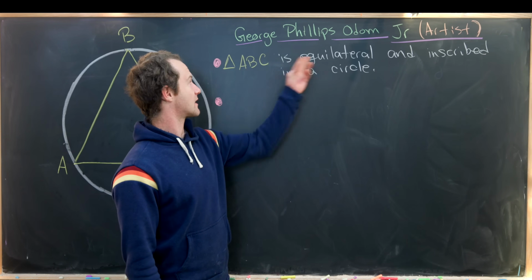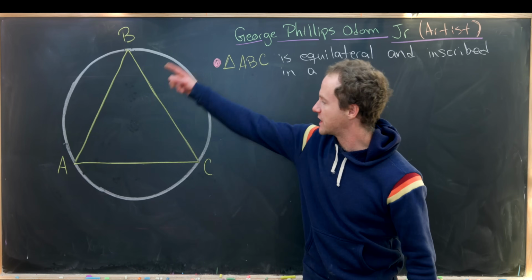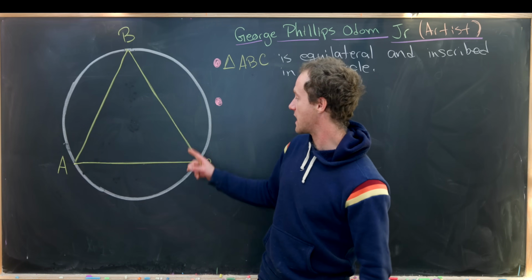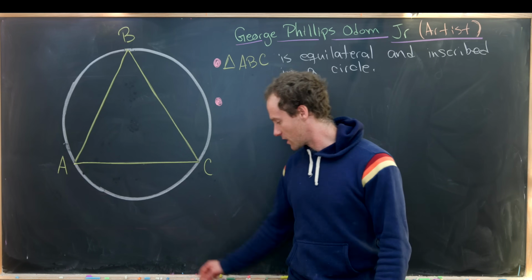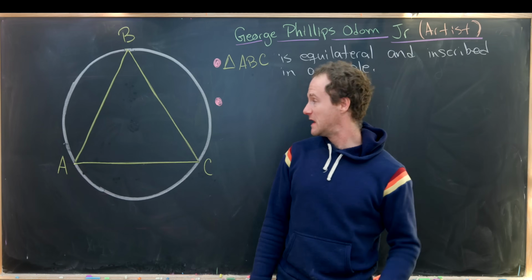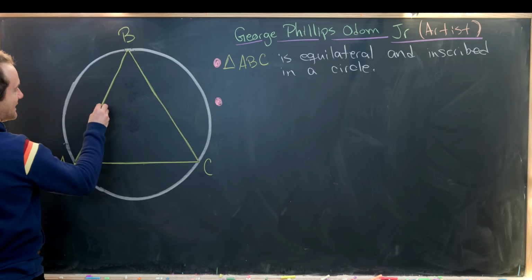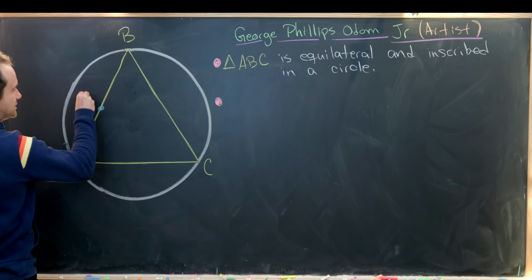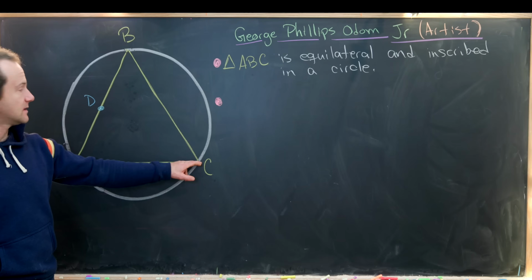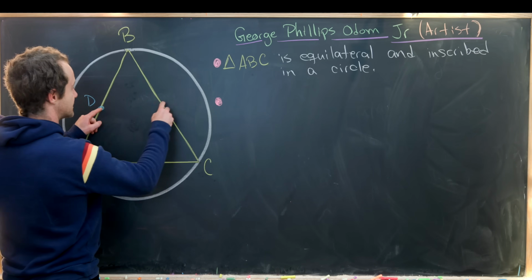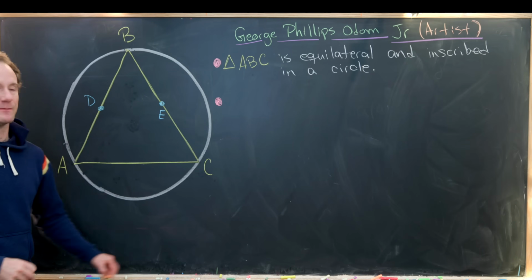We have an equilateral triangle ABC, and it's inscribed in a circle. So here's my picture. So I've got equilateral triangle ABC and then the inscribing circle. And then from here, we want to find the midpoint of AB. And so we'll call that D, and that's about right here. So there's D. Then we'll find the midpoint of BC, and we'll call that E. So that'll be about right here. So that's E.